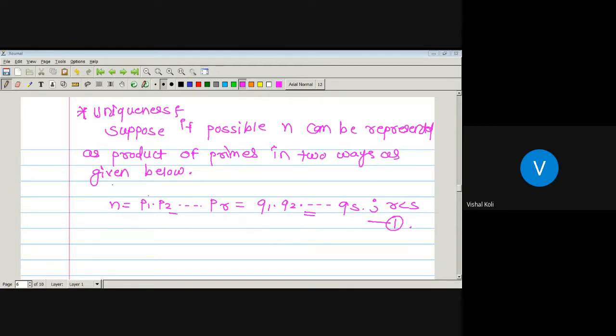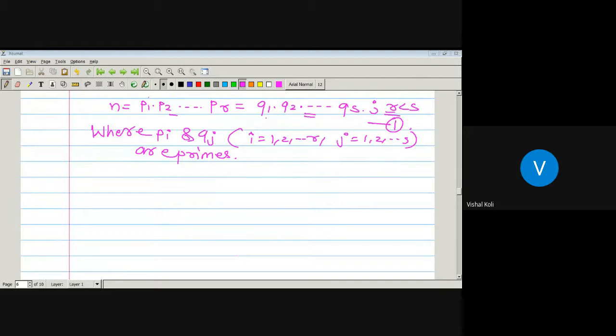Let R be less than S. Here we have taken R less than S, where Pi and Qj, where i is running from 1 up to so on R, and j is running from 1 up to so on S, are primes. Now n is nothing but P1 P2 up to so on PR, which is nothing but Q1 Q2 up to so on QS. As this one is equal to this one, then obviously this P1 must divide this Q1 into Q2 into up to so on QS.